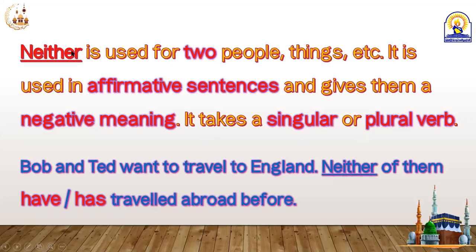Again, focus on this grammar rule. We use neither when we talk about just two people or two guys or two things. It's used in affirmative sentences, just affirmative sentences, but it changes the meaning into negative. And neither is followed by a singular or plural verb as you like, and both are correct. This was the first part of our grammar rule.